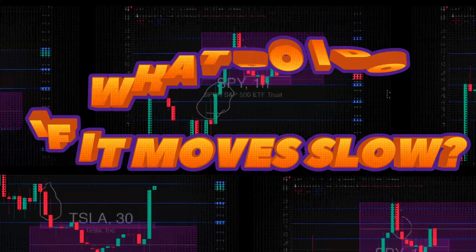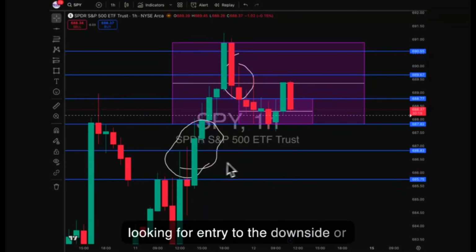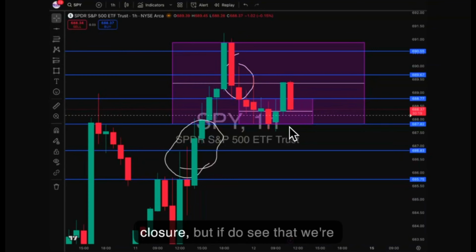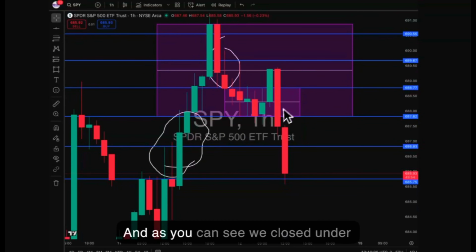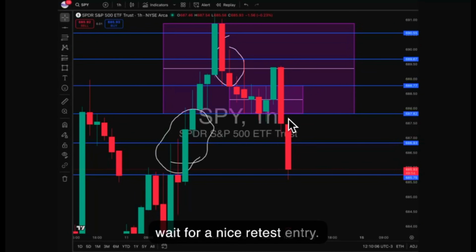So let's say these candles are moving a little bit slow, and I'm still looking for entry to the downside or the upside. In this case, we have this clear gap up. So we need to break under that 687 in order for us to target the downside here. I would love a lower time frame closure, but if I see that we're about to close on the 1 hour chart, I will consider the 1 hour, the same time frame that I charted it on. As you can see, we closed under that 1 hour level, and I can either get in as soon as we close, or I can wait for a nice retest entry.